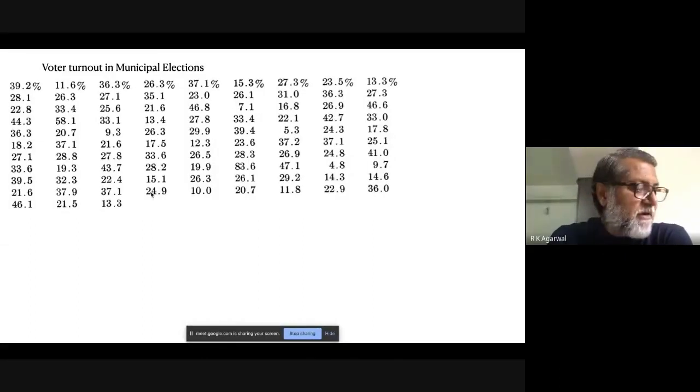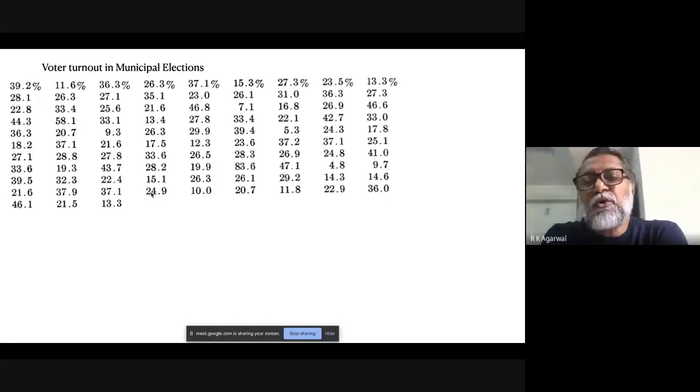can anyone tell what does 14.3 represent according to the voter turnout in municipal elections? 14.3 shows that of the total number of eligible voters, only 40% have voted. 22.9% shows that of all eligible voters, 23% have voted. So this is nothing but the voter turnout in municipal elections.